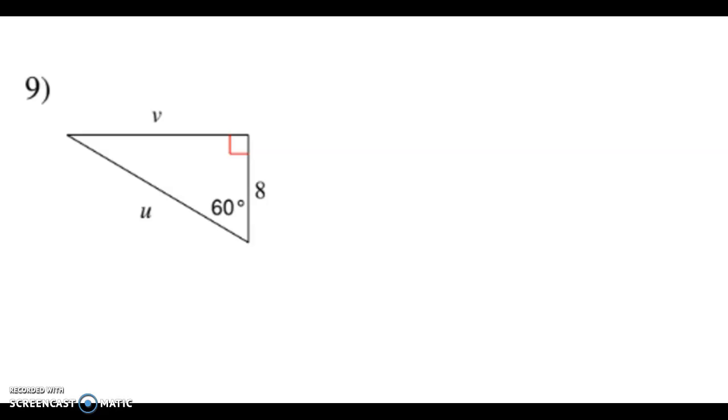All right, we want to find the missing sides of this particular triangle, this right triangle. First thing to recognize is that it's a 30-60-90, so it's a special right triangle. And we know that for 30-60-90s, our side ratios are going to be 1 to root 3 to 2.